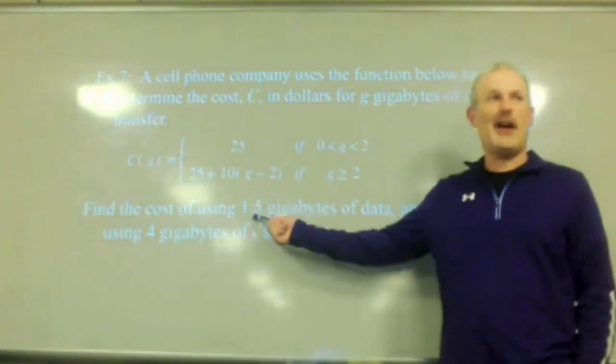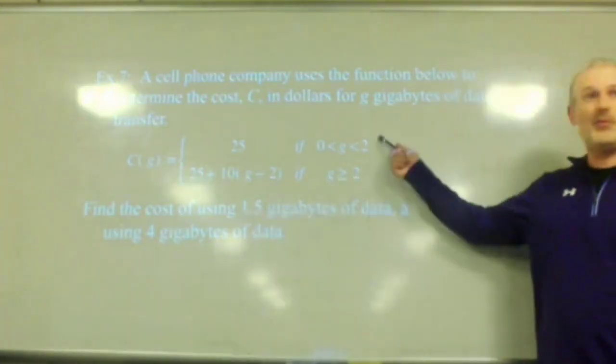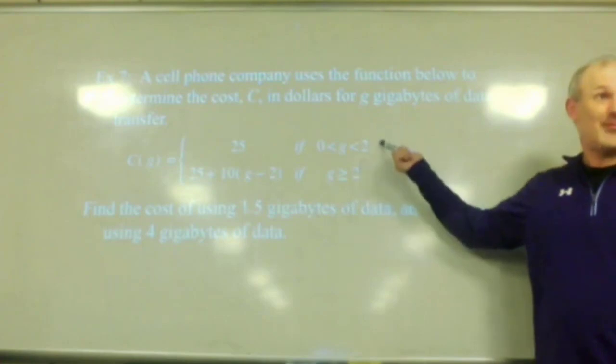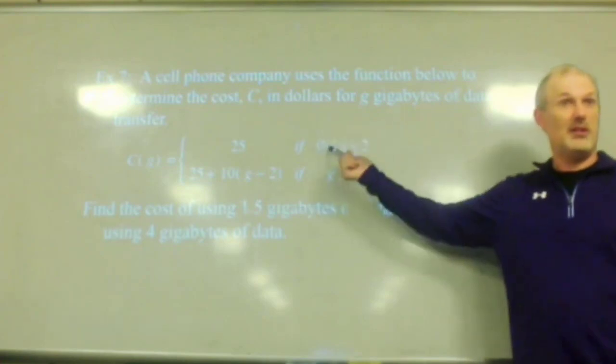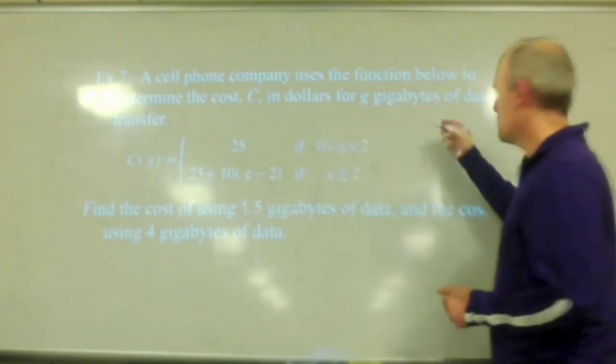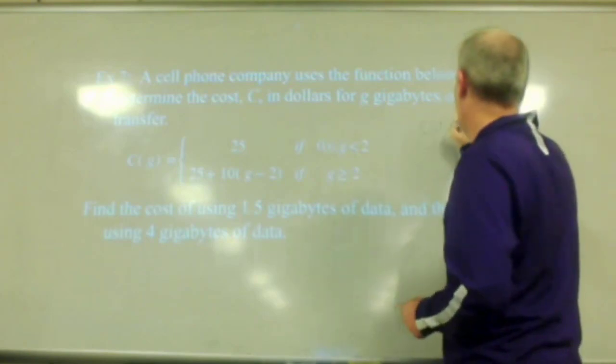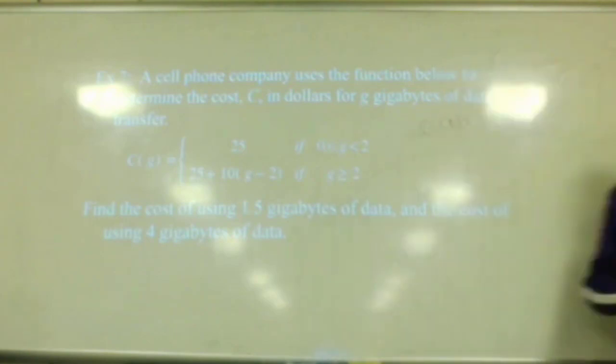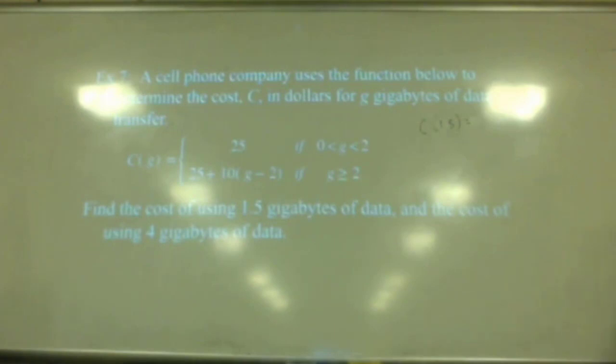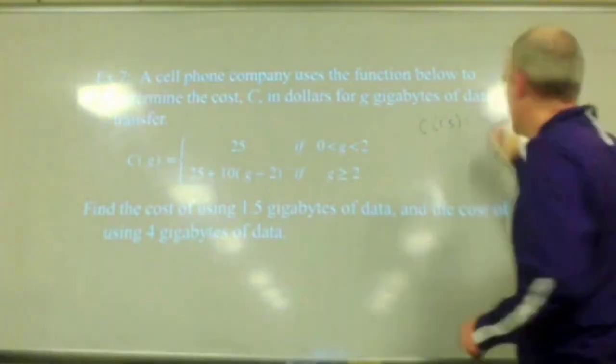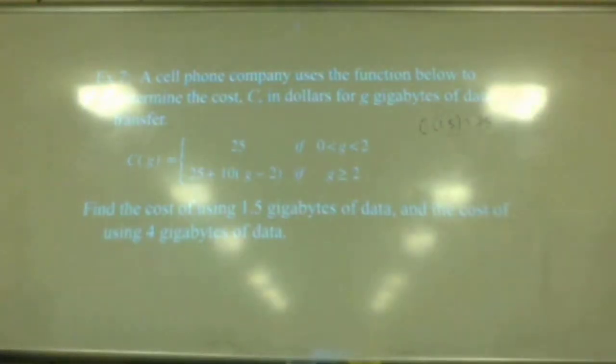So 1.5, the first question is, which group is that in? 1.5. Top, right? Because it's less than 2. So what would the cost, what would C of 1.5 equal? 25. Yep, 25. That's included, right? You automatically get those first 2 gigabytes.